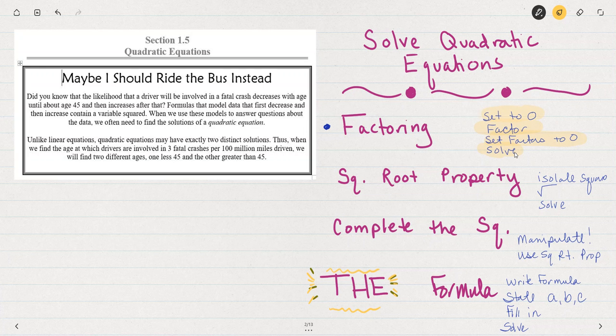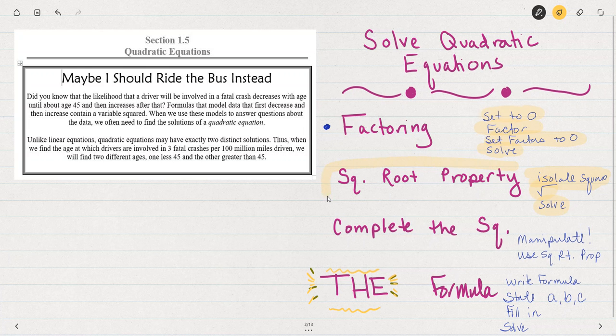You could also use the square root property, and that's where you isolate the x squared term, isolate the square, and then we take the square root of both sides. After you take the square root of both sides, and there's a little bit more to it, but this is in general, you'd solve for x.